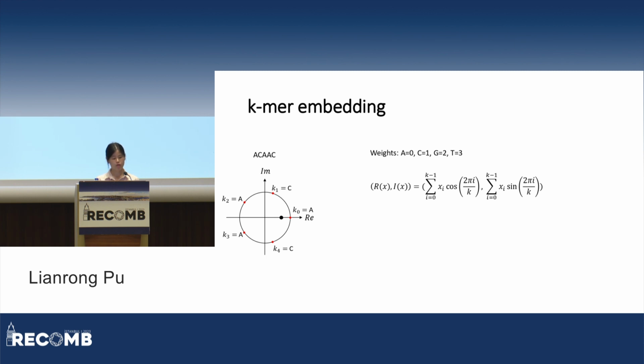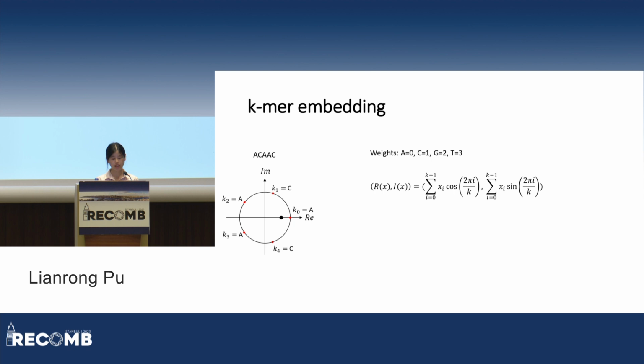Given a k-mer, we define k roots of 1 in the complex plane, and then we put the k characters in the k-mer on the complex plane in counterclockwise order, like I show in the left figure. And then he used the formulation on the right to calculate a weight for each k-mer. In the formulation, x_i means the weight of the ith character in the k-mer, and the weights for the letters A, C, G, T are equal to 0, 1, 2, 3.